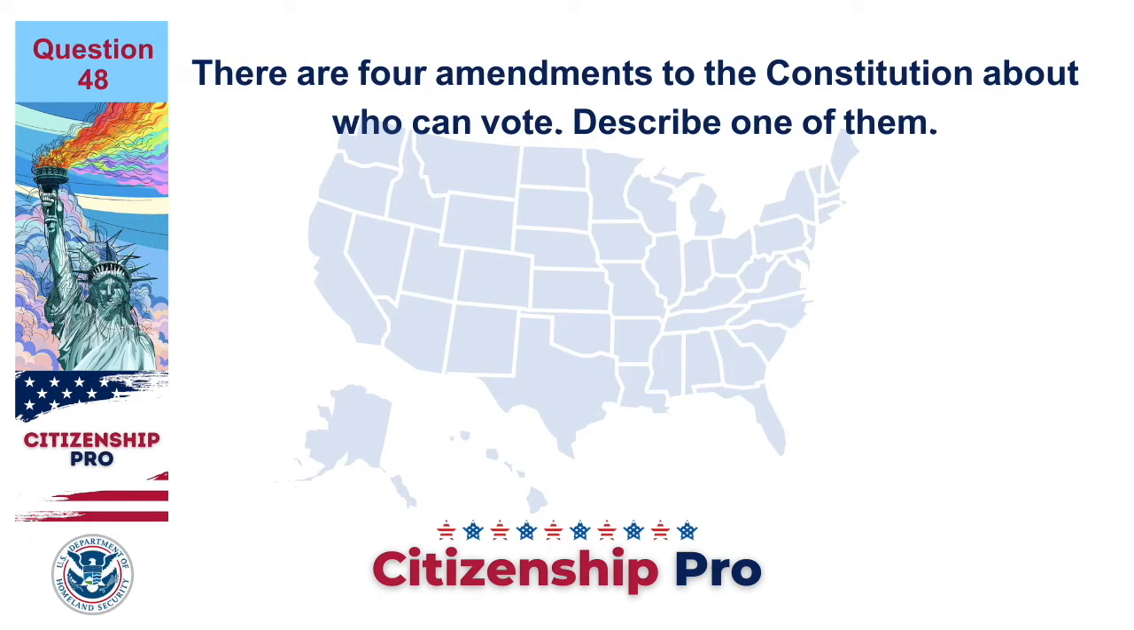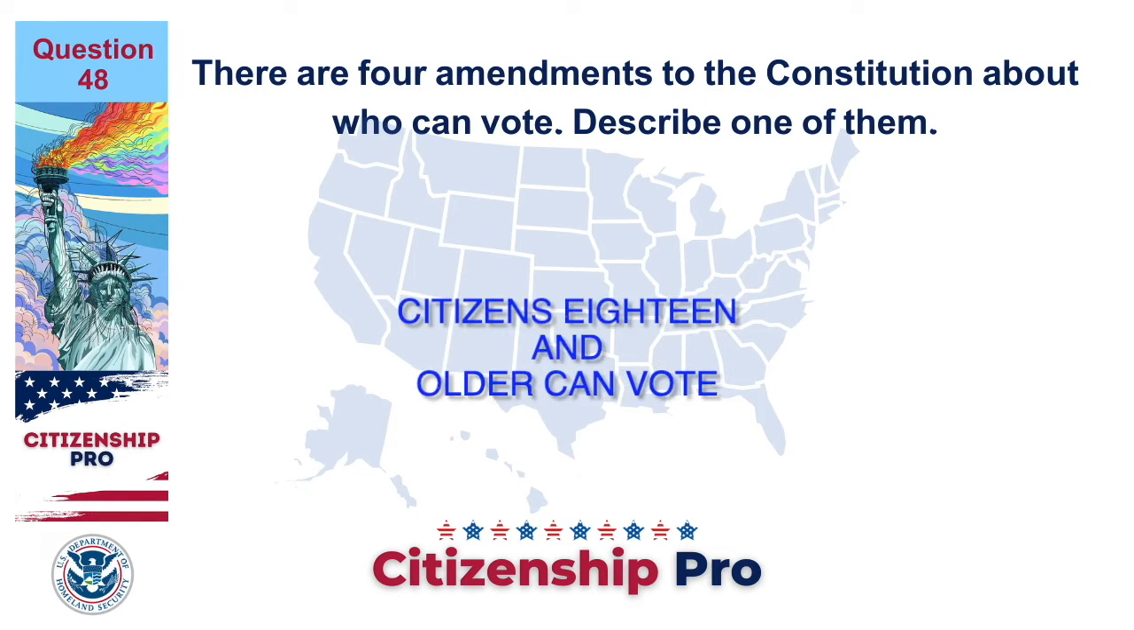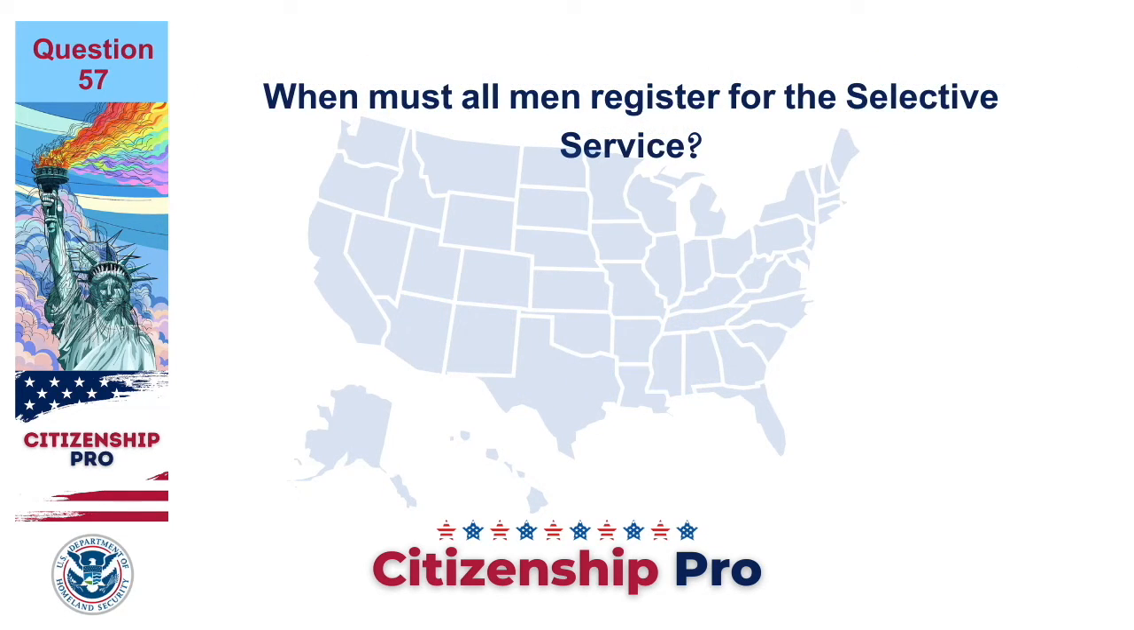There are 4 amendments to the Constitution about who can vote. Describe one of them. Citizens 18 and older can vote. When must all men register for the Selective Service? At age 18.